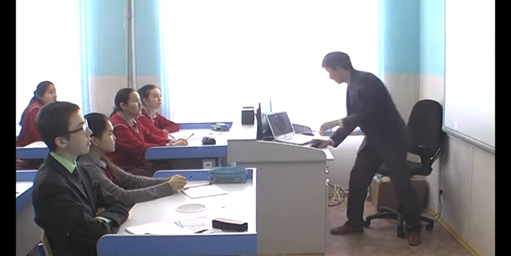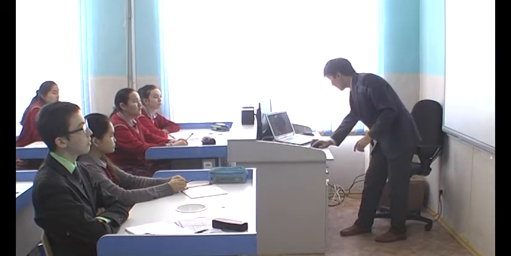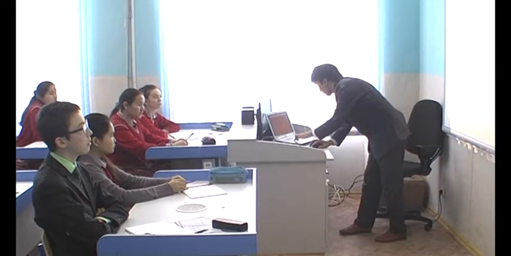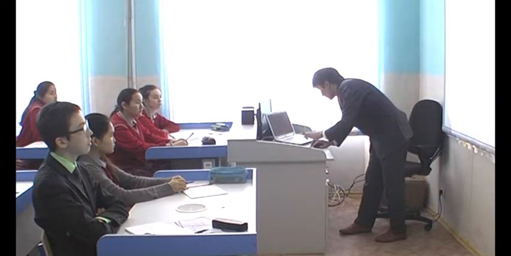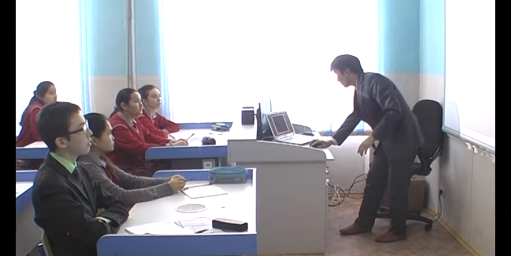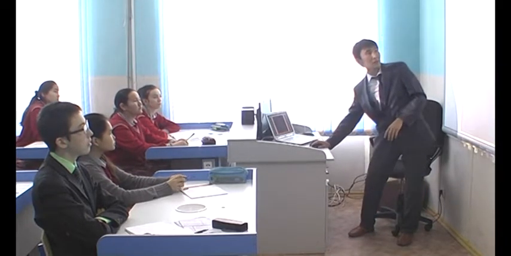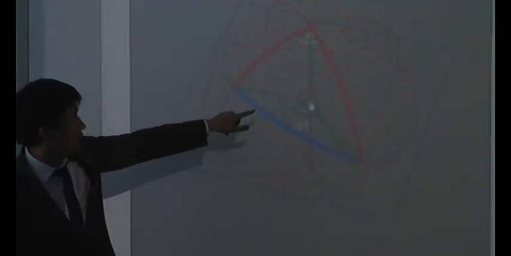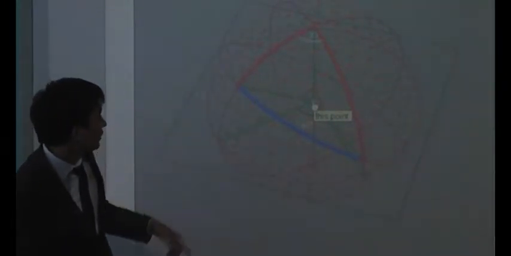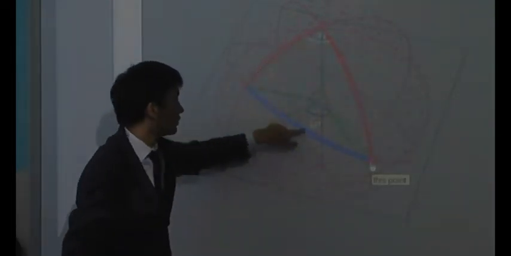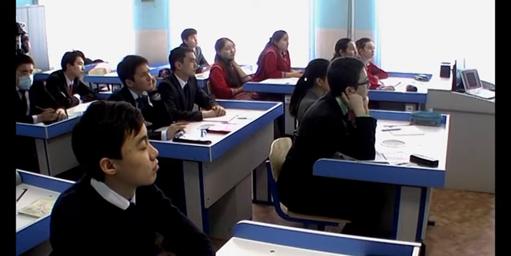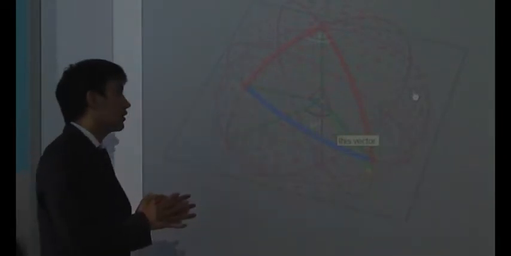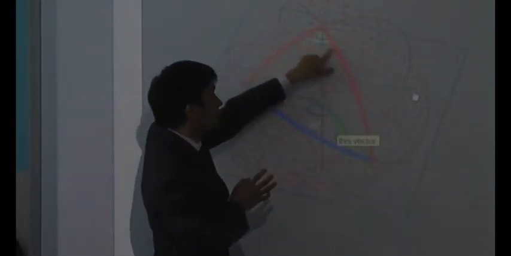Is this clear? Okay, now let's try to understand this. Do you see this? We have three big circles, called big circles because their center is the same as the center of the sphere. These three big circles intersect at three points and form this triangle, which we call a spherical triangle. Now, spherical trigonometry is about this triangle: how to find the unknown elements with the given information.